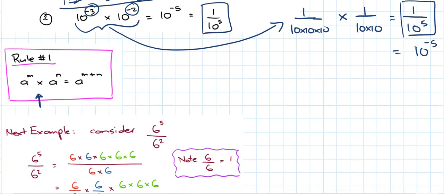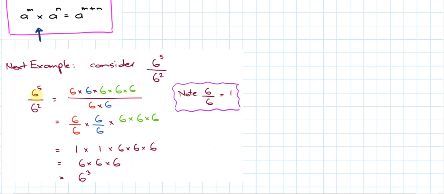Okay, let's have a look at another example. Say we've got 6 to the power of 5 divided by 6 squared, and if I were to write those out in full, the top line, 6 to the power of 5, can be written like this, and then divided by 6 squared is written like that.